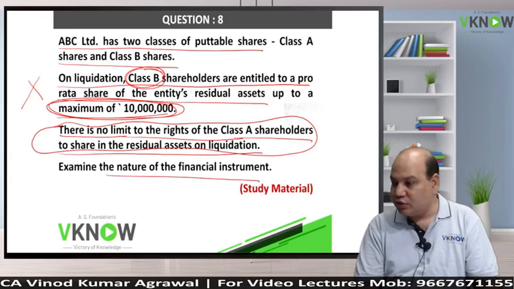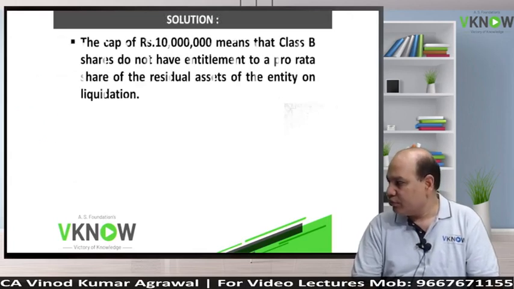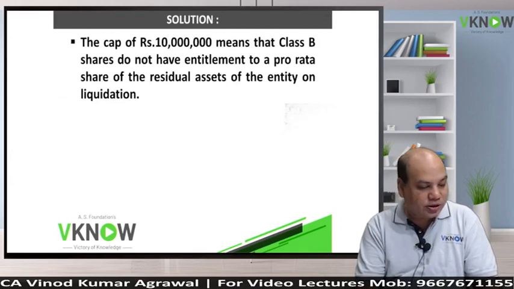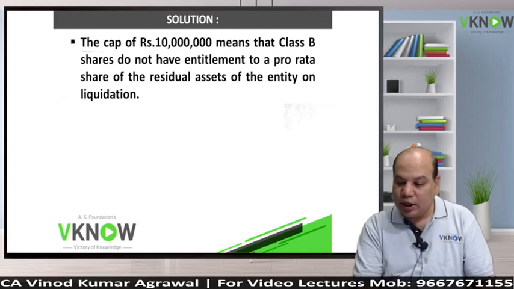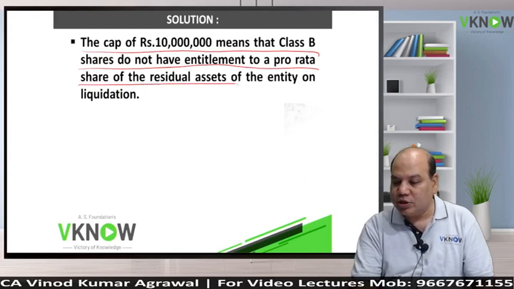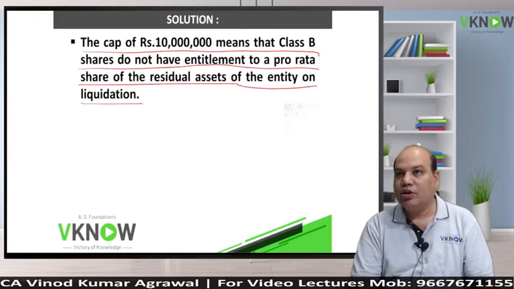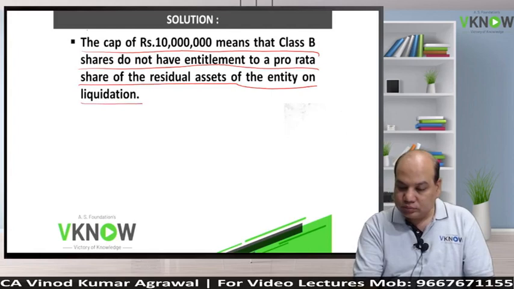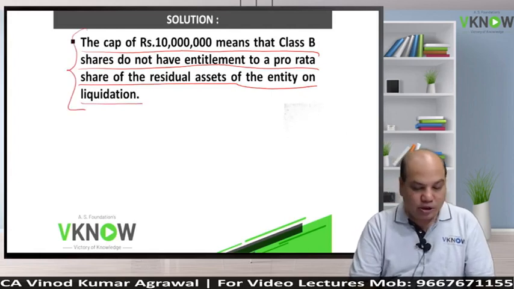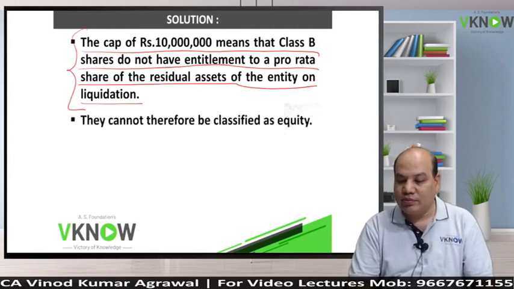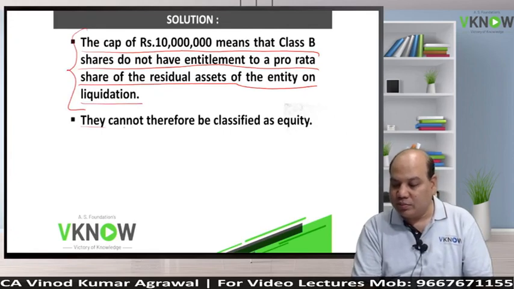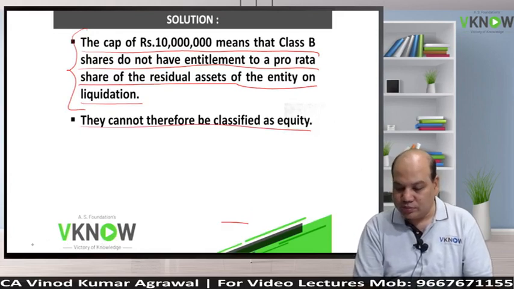So, examine the nature of the financial instrument. The answer is there, question number 8. The cap of rupees 10 lakh or 10 million means Class B shares do not have entitlement to a pro rata share of the residual asset of the entity on liquidation. Therefore, Class B will not be treated as a deemed equity. This was just a theory question, not very important for exam.